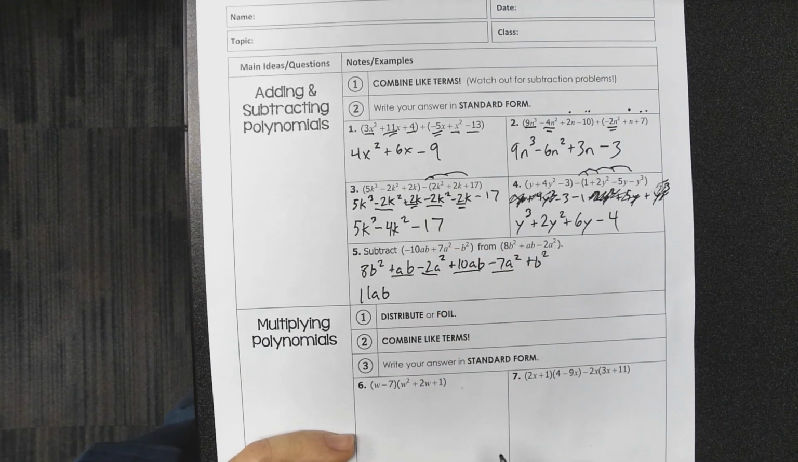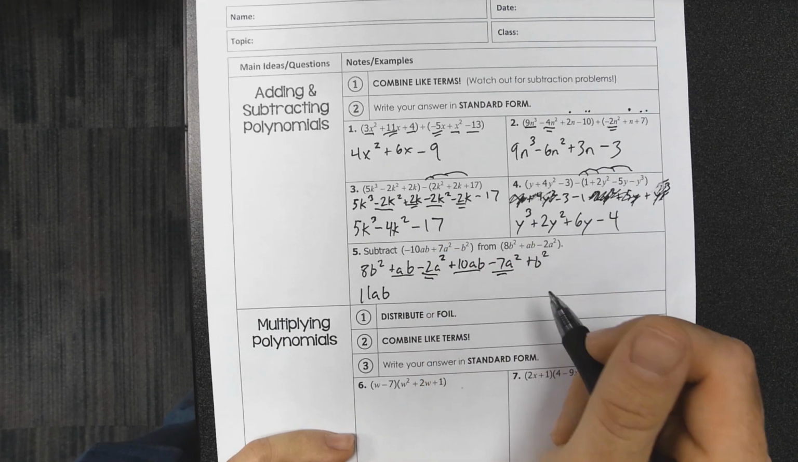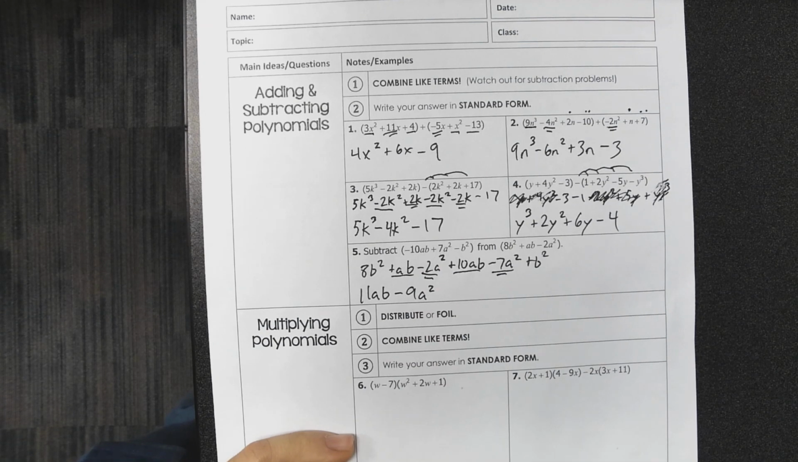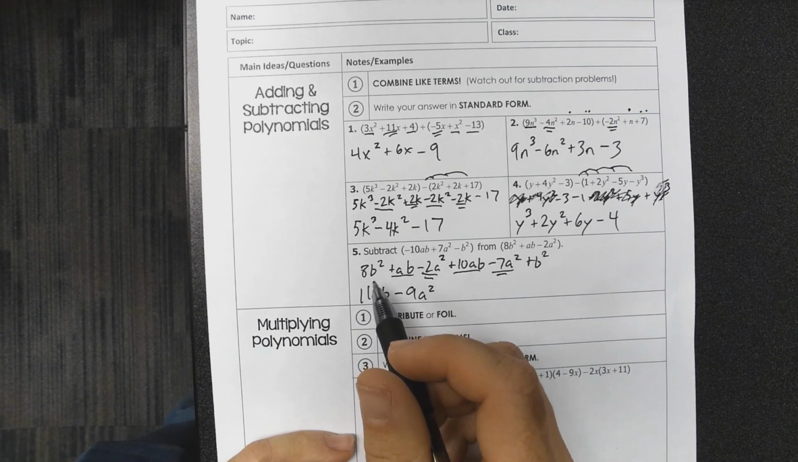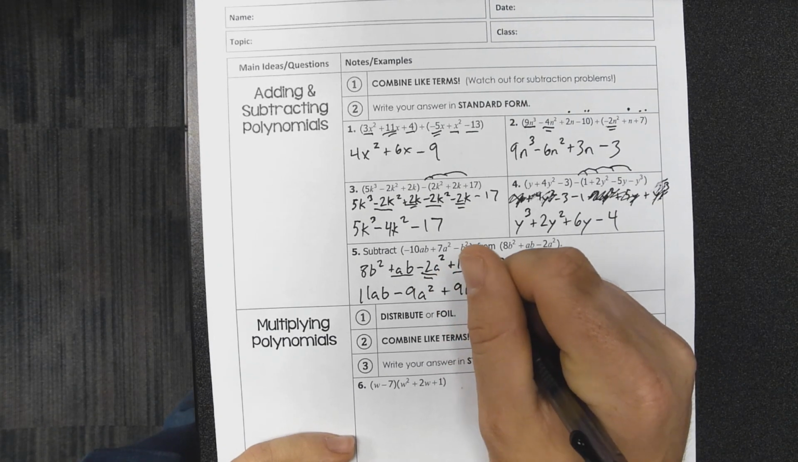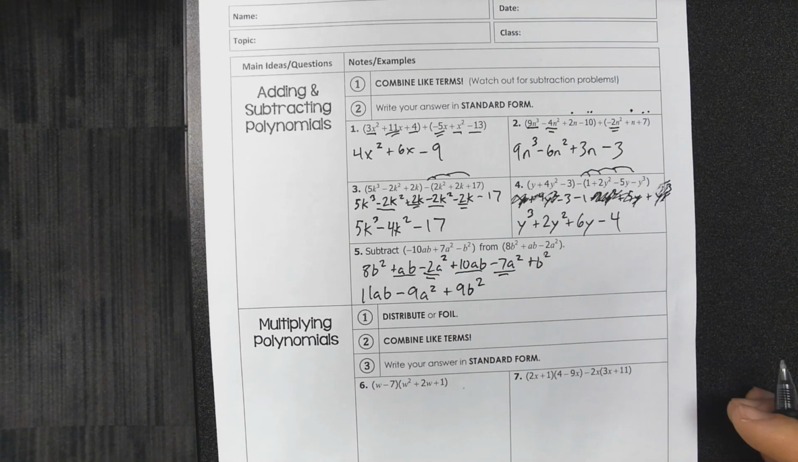I can combine my A squareds. So minus 2A squared minus 7A squared combines to minus 9A squared. And then I can combine my two B squareds. 8B squared plus 1B squared is 9B squared. So I'll give you all a moment to write that down. Think about it.